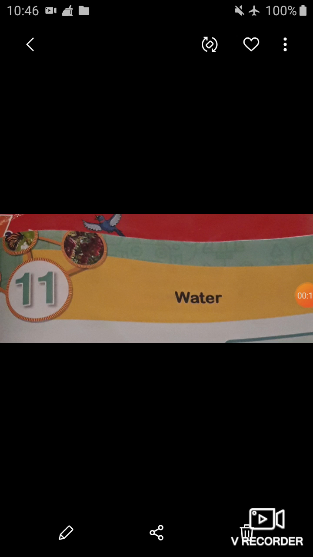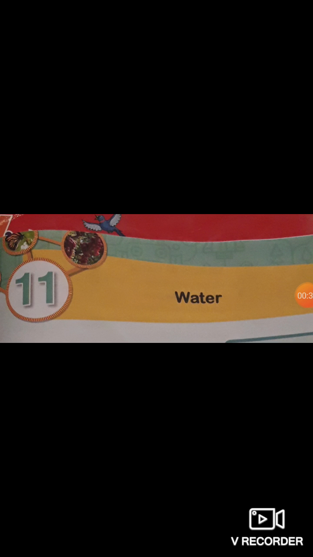So my dear students, today I am here with a remaining exercise of chapter number 11, Water, from your science book. In the explanation of this chapter you will learn about sources of water, storage of water, drinking water and how to save water. Now students, let's do the remaining exercise of this chapter.